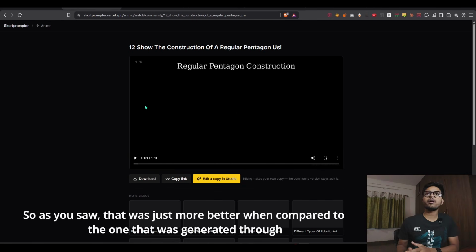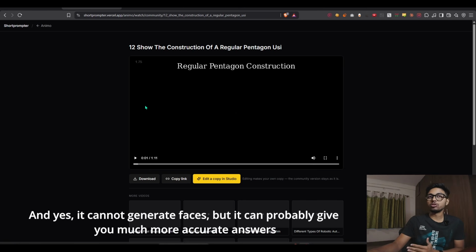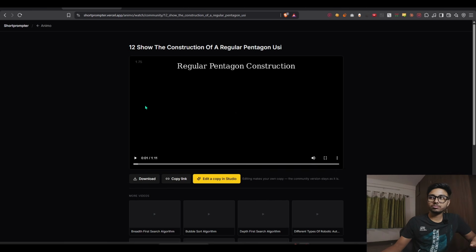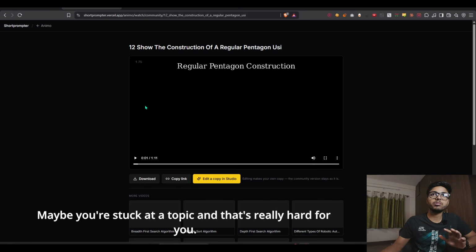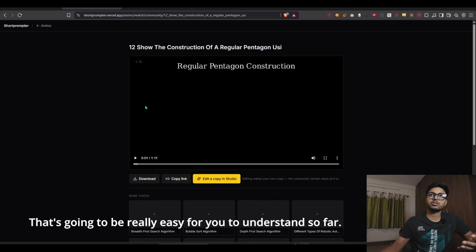So as you saw, that was much better when compared to the one generated through a diffusion model, and it gave you more accurate steps. And yes, it cannot generate faces, but it can probably give you much more accurate answers or videos or visuals for tutorial type videos. Maybe you're stuck at a topic and it's really hard for you. You can just come up here and generate a video that's going to be really easy for you to understand so far.